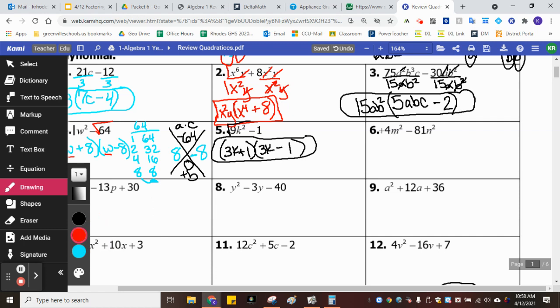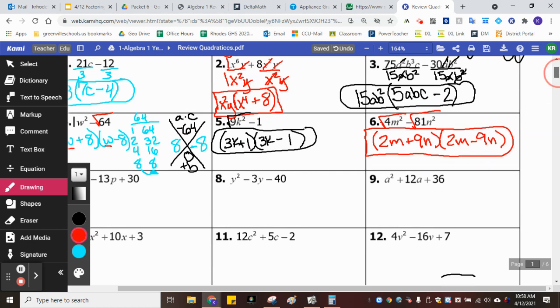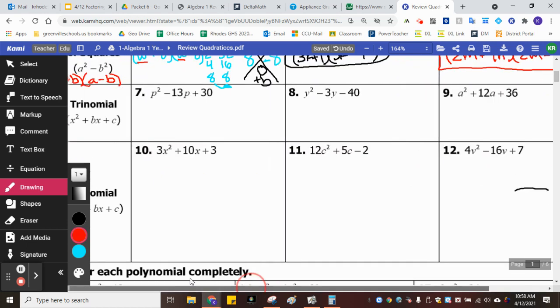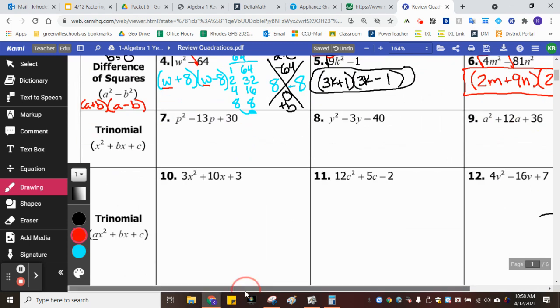All right. The square root of 4m squared is 2m. So that goes in the front of both parentheses. And then the square root of negative 81 is 9n. One's positive, one's negative. Or you can do reverse box method like I'm about to show you down here. All right, stick with me, 3 more, and I'll be done.